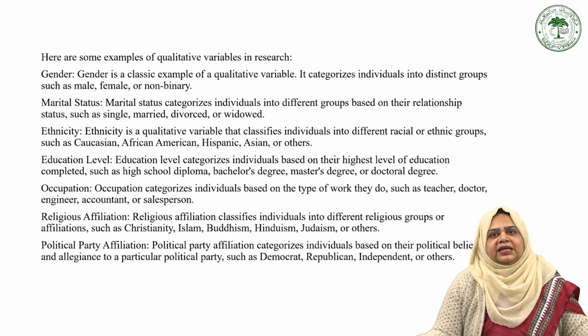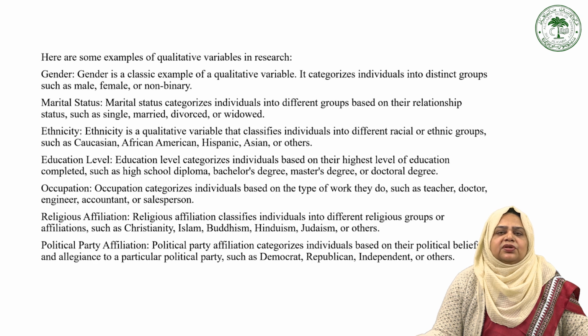Occupation categorizes individuals based on the type of work they do, such as teacher, doctor, engineer, accountant, or salesperson. Religious affiliation groups people into different religious groups such as Christianity, Islam, Buddhism, Hinduism, or others. Political party affiliation categorizes individuals based on their political beliefs and which political party they support, such as Congress, BJP, Democrat, Republican, Independent, or others.